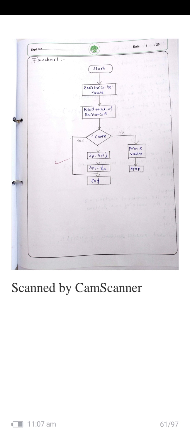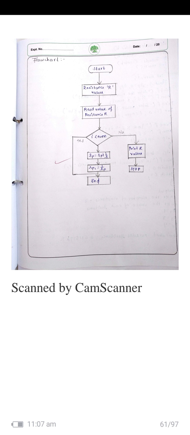The rectangular box indicates input/output, and it is denoted in this box. Then read the value of resistance R. The next box is the condition I is less than num. There are two outcomes, yes or no. Suppose this condition is no, then print the R value and stop.